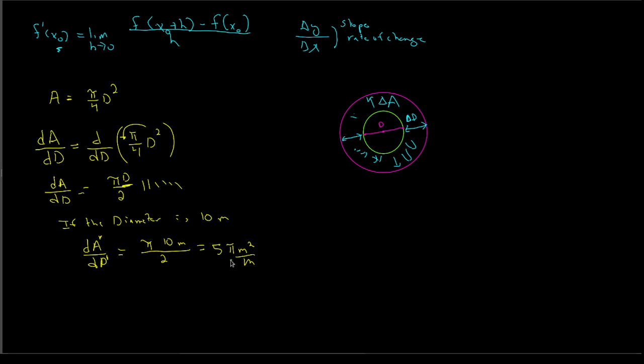So this is the idea of an instantaneous change, that we can have some ratio that represents what's going to happen if we change parameters at a given point within the function.